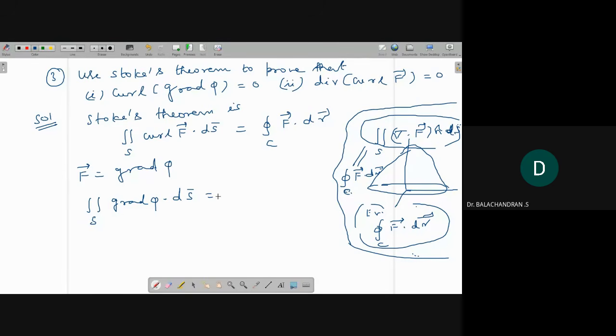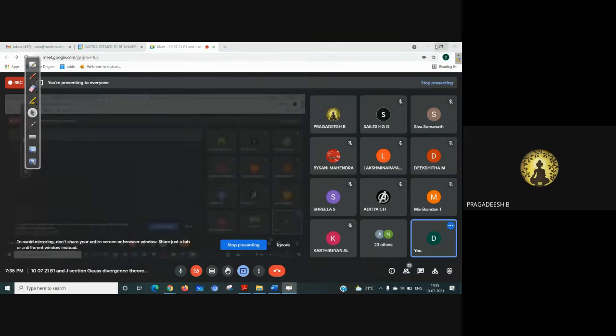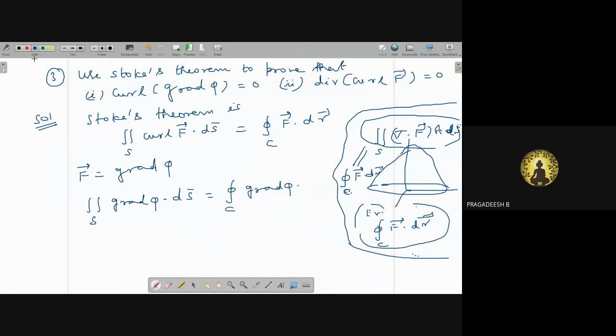Okay, grad phi dot ds, integral over C, this is actually f vector, which is grad phi, dot dr. On the left hand side, it is curl of grad phi, sir? Oh, sorry, thank you. Curl of grad phi dot ds. Okay, curl of grad phi dot ds.